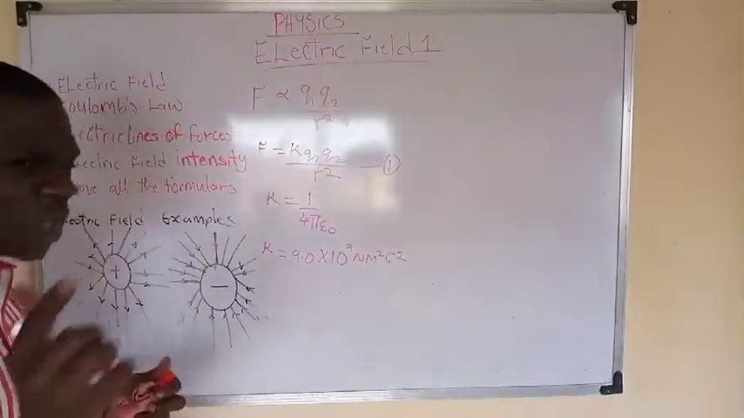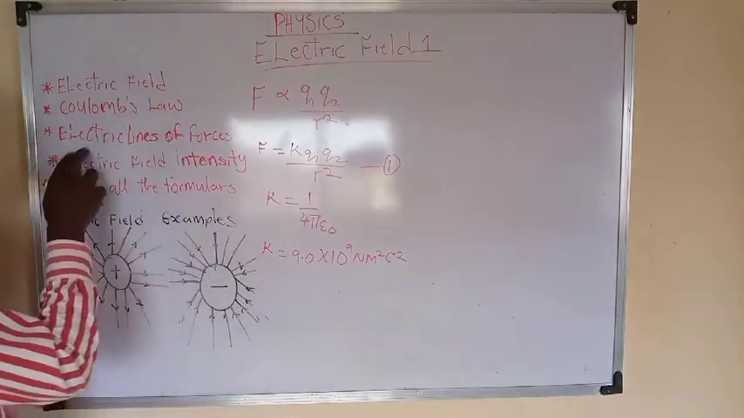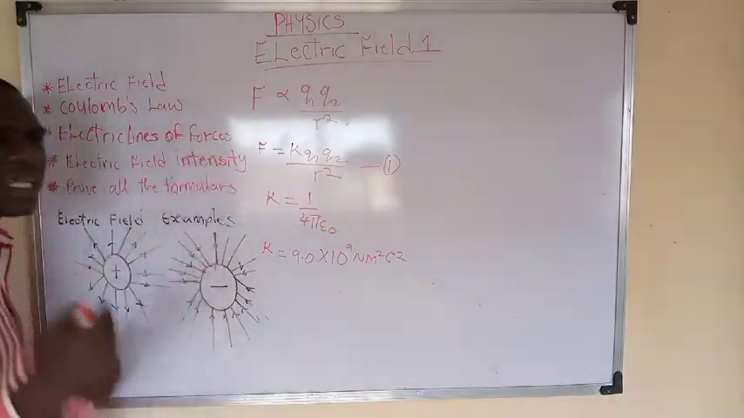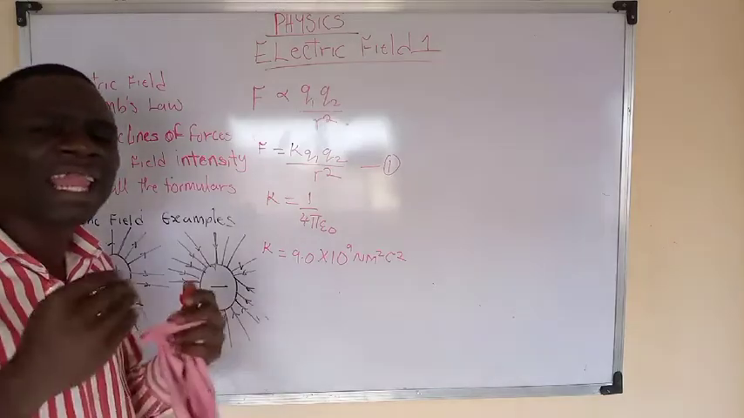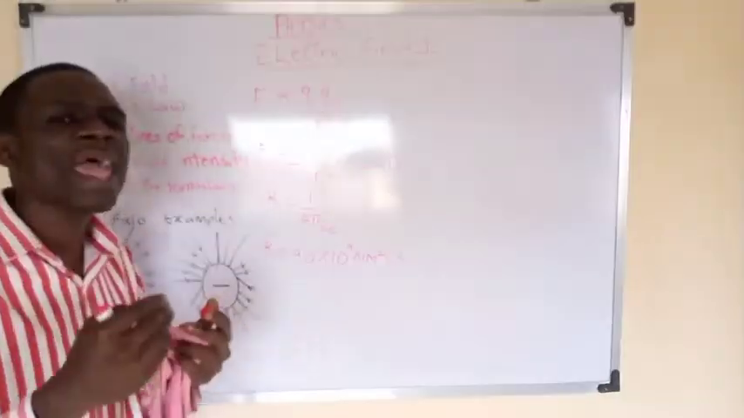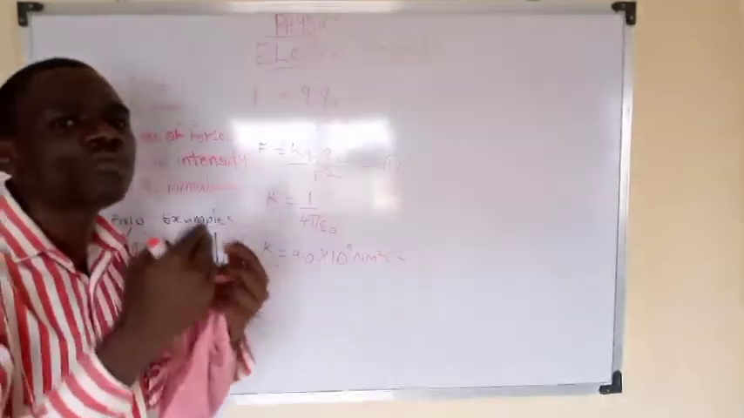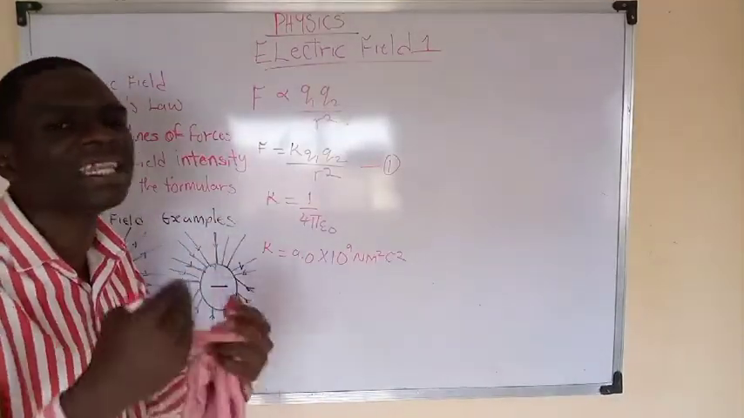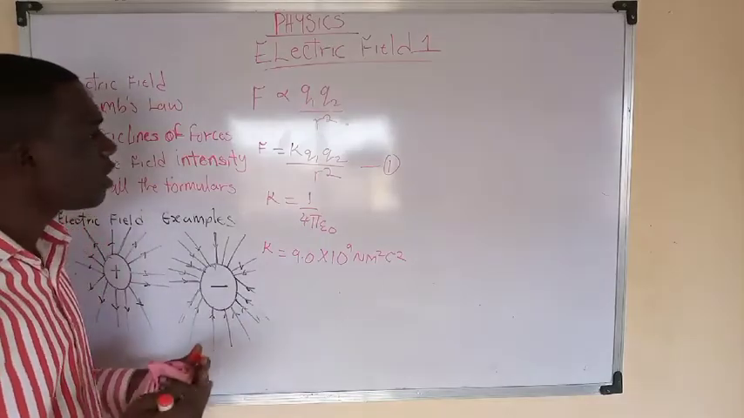As we continue, let us look at electric lines of forces. What are electric lines of forces? Electric lines of forces are isolated pathways where an electric charge will tend to flow when placed in an electric field.